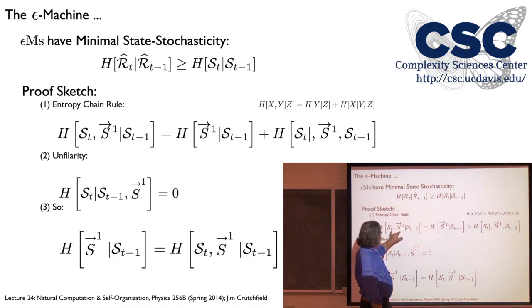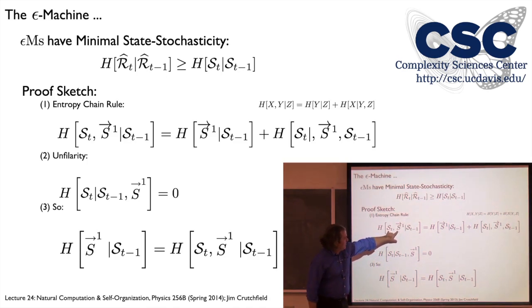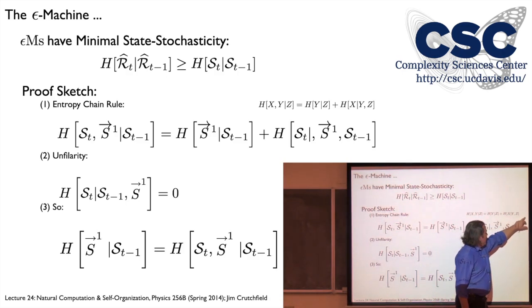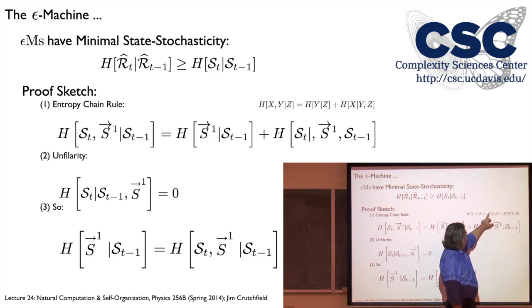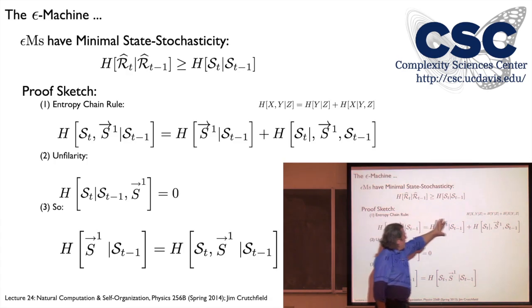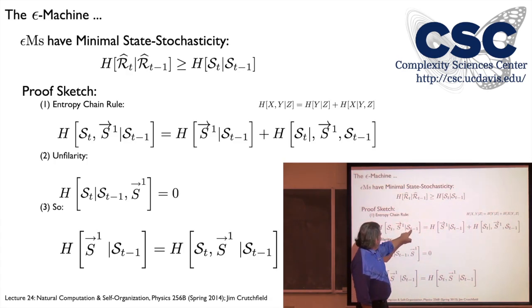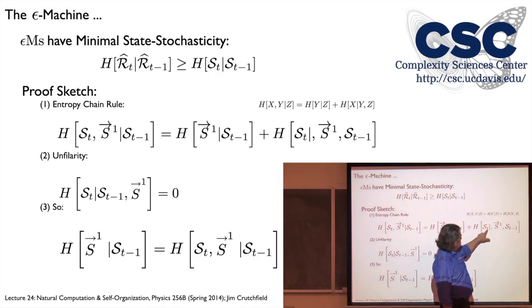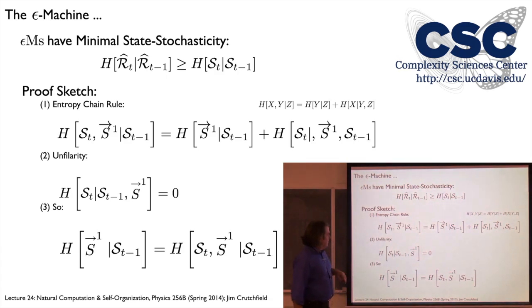Okay, it's just an information identity. This is where I'm thinking about this. This is just some joint distribution, right? The uncertainty in x and y given z, and I just apply this information identity. I have a choice, but I put the y out first here: the uncertainty in y given z, plus the uncertainty in x given y and z. So I rewrite this joint conditional uncertainty as the uncertainty in the next symbol in the future, given the previous state, plus the uncertainty in the next state, given the next symbol and previous state. But by unifilarity, that second term is 0.